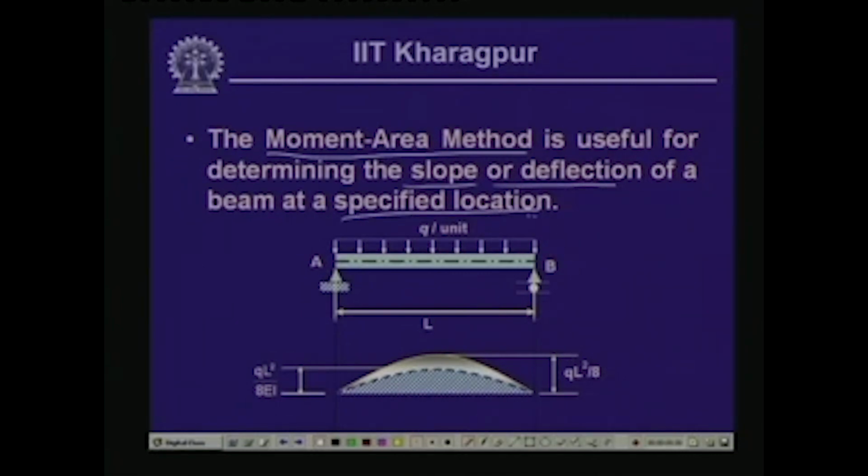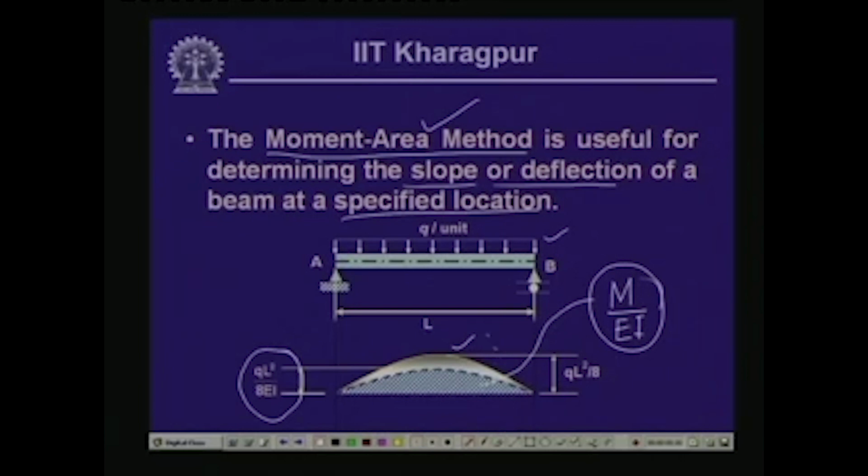Now, for using the moment area method, as you have noticed, we need to employ the bending moment diagram of the particular beam for which we are interested to evaluate slope and deflection. From the bending moment diagram we arrive at the M by EI diagram, and that is what is of interest. Using this M by EI diagram we compute the value of slope and deflection in a beam at a particular location where we are interested.